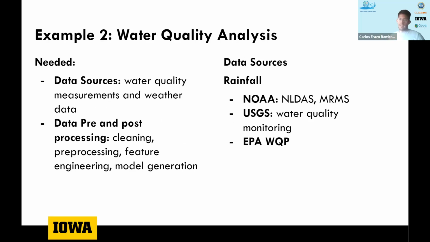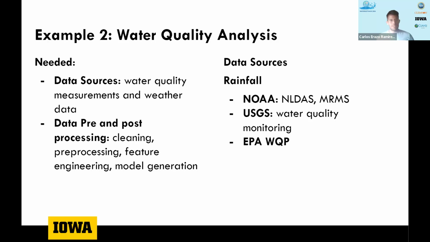Another one, water quality analysis. What are the data sources that I need? Measurements from water quality and weather data, right? There's a high correlation. If there's a big rainfall event happening, and I live in Iowa, a lot of the nutrients are going to be moving towards the streams. So I'm probably going to see, in a couple of months or even a couple of days, a lot of algae bloom downstream in my river network.